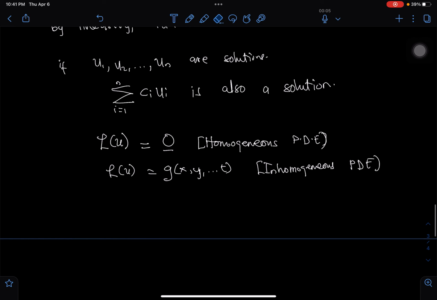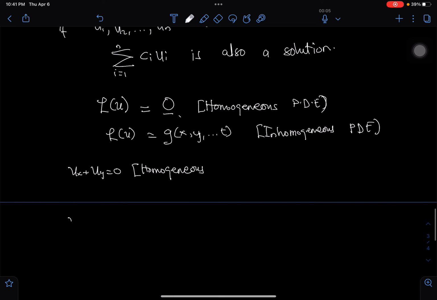So for example, the typical example we use, u_x plus u_y equals 0. This is homogeneous. But u_x plus u_y equals tan of maybe x y. This is inhomogeneous.